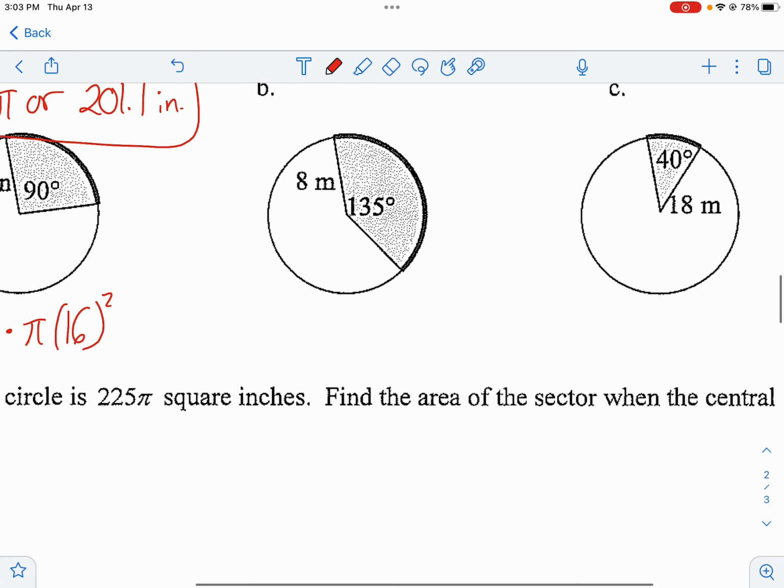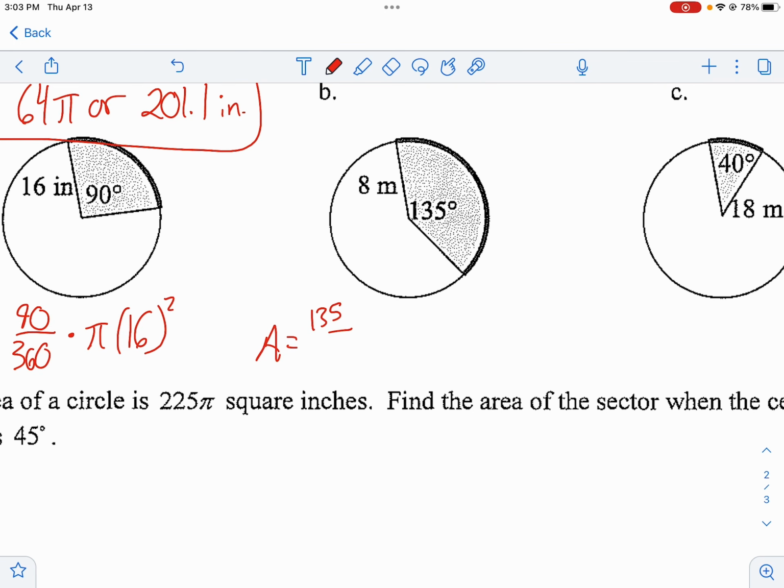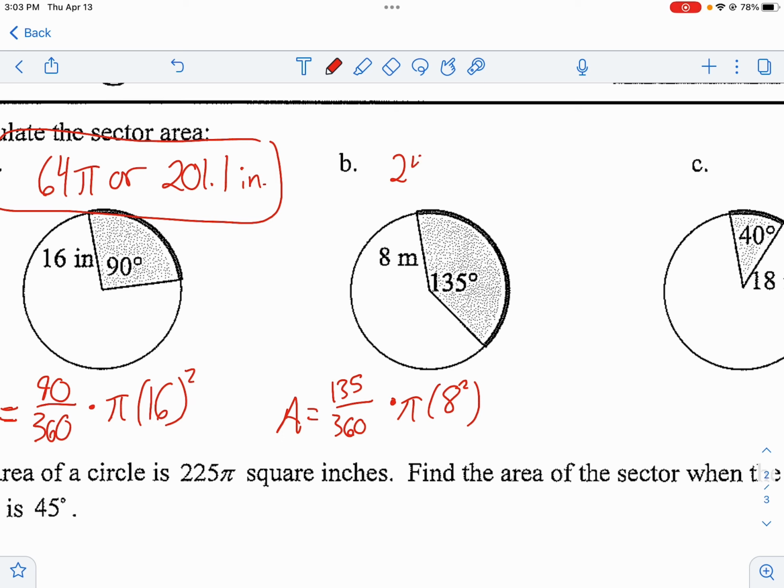The next one, my area is equal to 135 over 360 times pi r squared. So times pi 8 squared, so that's 64 pi. 135 over 360 is about 3/8. So I'm going to take 3/8 and multiply that by 64 to get 24 pi, or times pi, 75.4. And that's in meters squared.